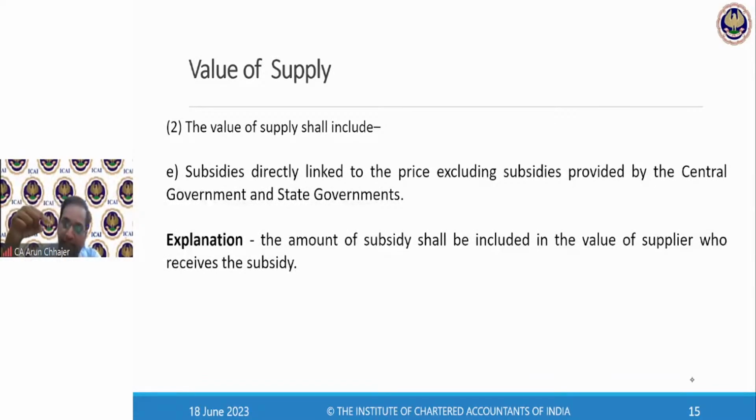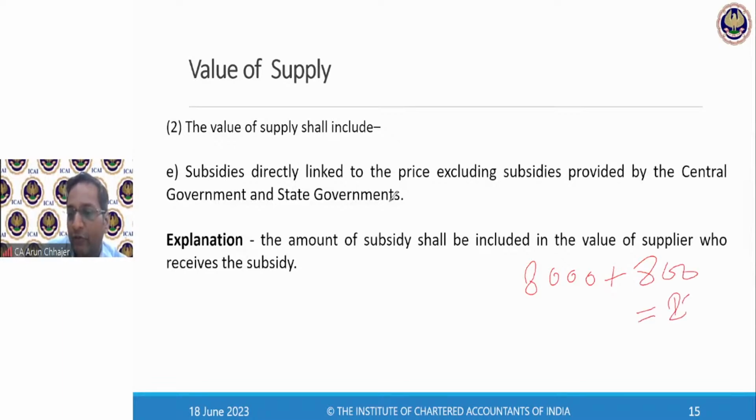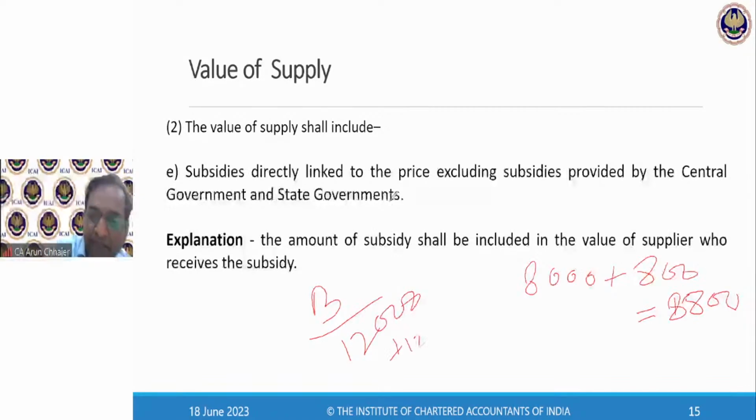Monica, yes. See, he has to collect 8,000 plus 800 GST. The total amount which C will pay is 8,800. Correct. B has to pay the GST on the entire 12,000. That is, the liability would be 1,200.